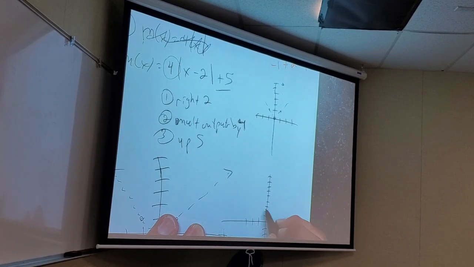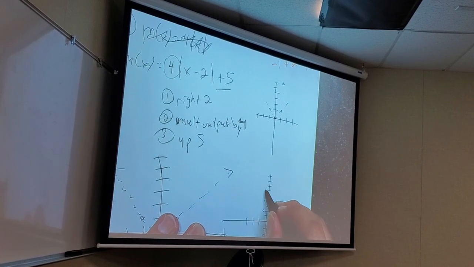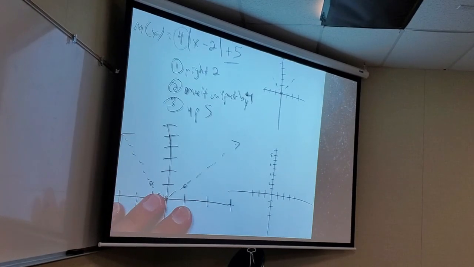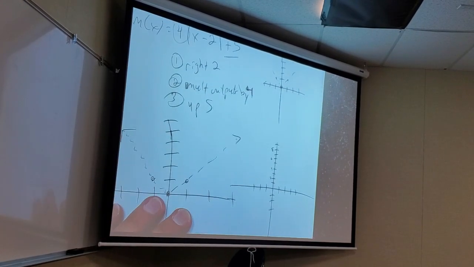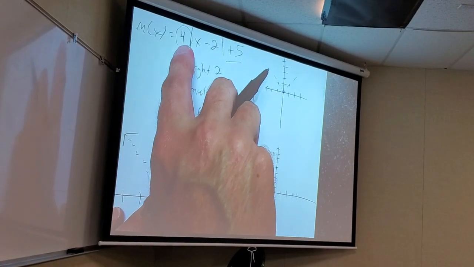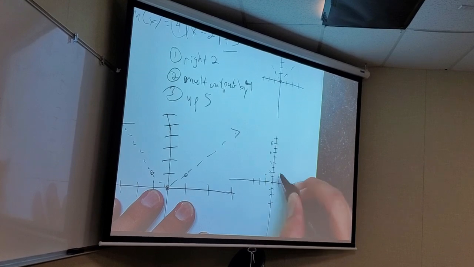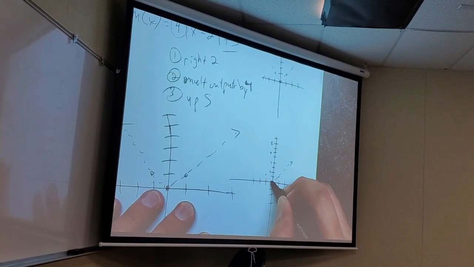So do you just multiply each input by 4? Each output by 4. Because that's outside. It's going to affect the up and down. And if it was on the inside, then it would affect the input. That's right. Okay.